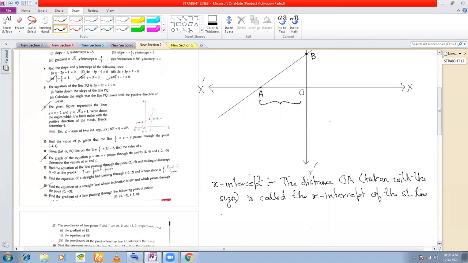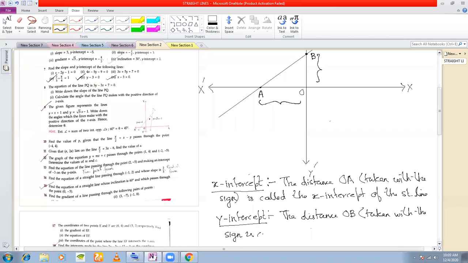How about the y-intercept? Similarly, the y-intercept is also defined. That is the distance OB. This time we are talking about this distance, and again taken with the sign. The distance OB taken with the sign is called the y-intercept of the straight line.